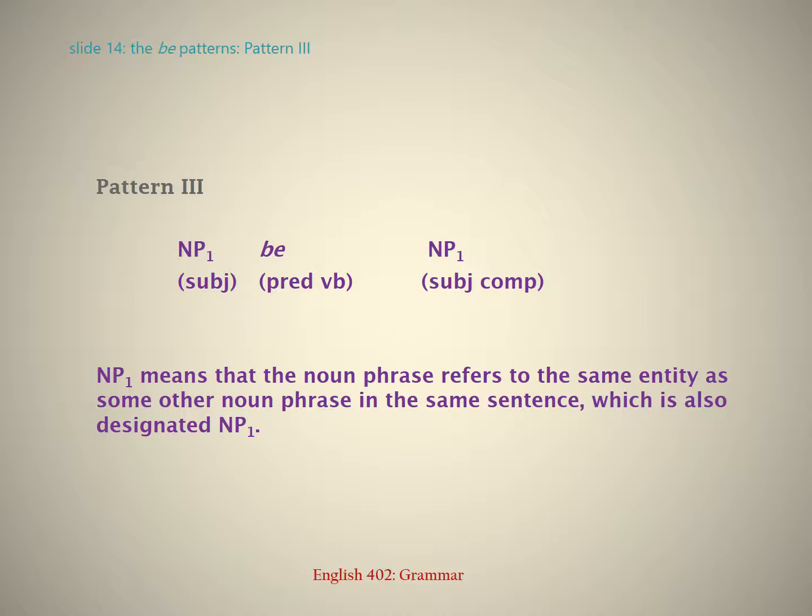Pattern 3. NP subscript 1 as subject, be as predicating verb, NP subscript 1 as subject complement. NP subscript 1 means that the noun phrase refers to the same entity as some other noun phrase in the same sentence, which is also designated NP subscript 1.